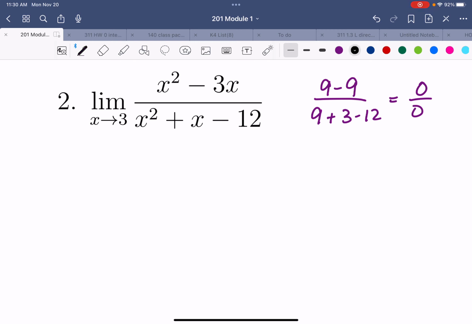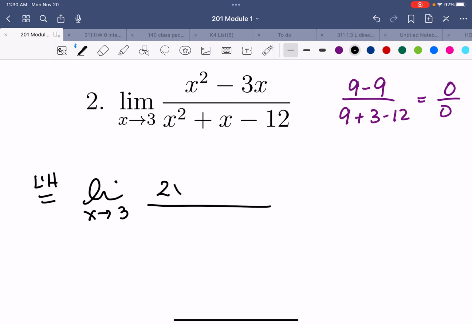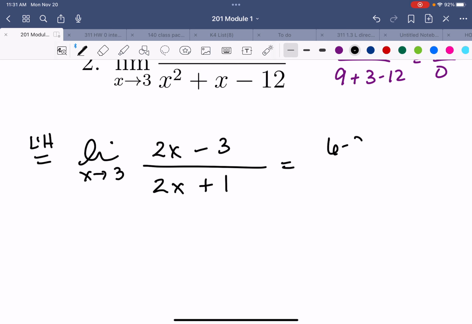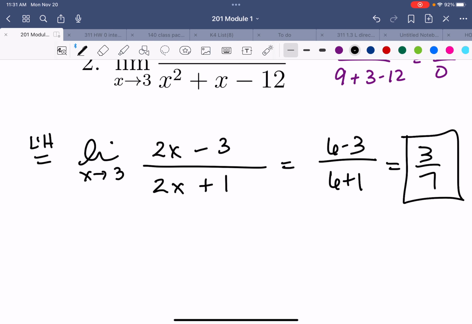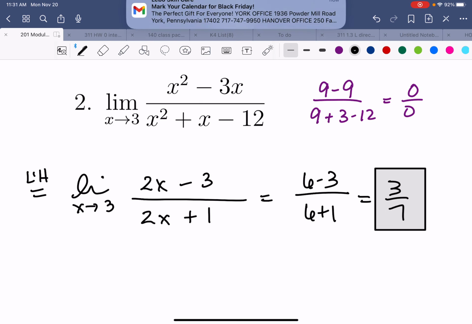The other strategy is to use L'Hopital's rule. Because it's 0 over 0, we can use L'Hopital's rule. So it equals, by L'Hopital's, the limit as x goes to 3, and we take the derivative of the top and the derivative of the bottom. So this is 2x minus 3 over 2x plus 1. Now when I plug in my 3, I get 6 minus 3 over 6 plus 1, and that's 3 over 7. So factoring is nice, but sometimes L'Hopital's rule can be much, much quicker.